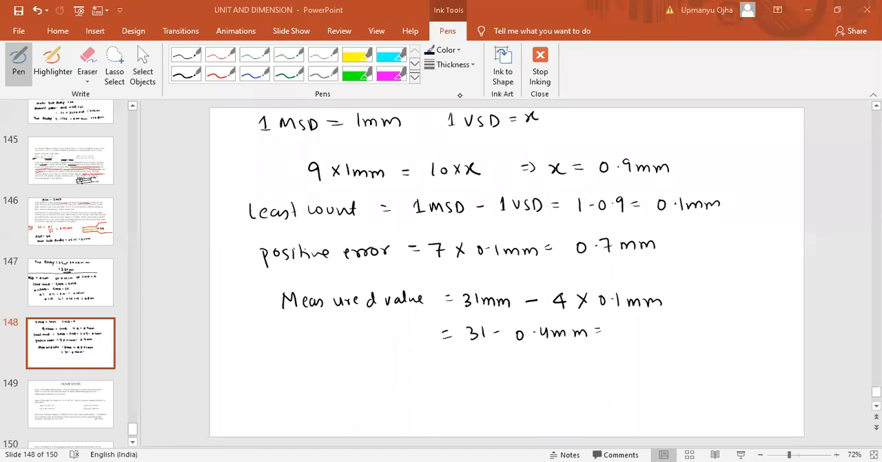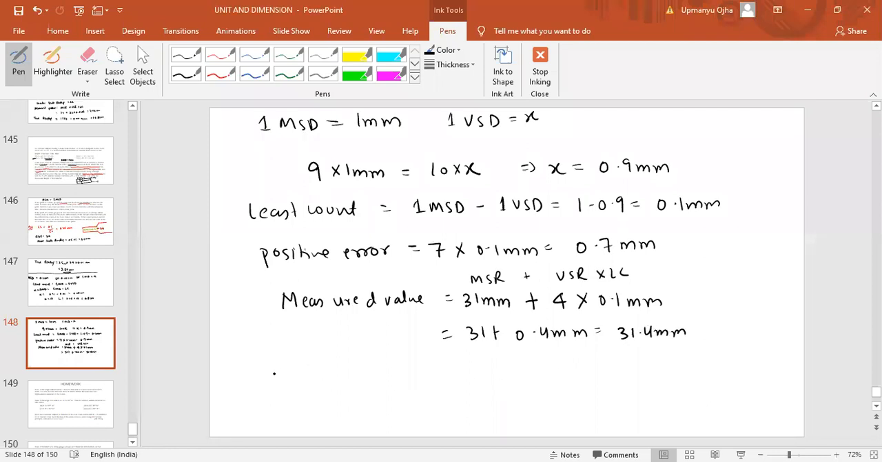Sorry, it should be plus, not minus. It should be plus. Okay, 31 plus 0.4. This is the main scale reading plus the vernier scale reading into least count. So this should be 31.4 millimeter, which is the measured value.